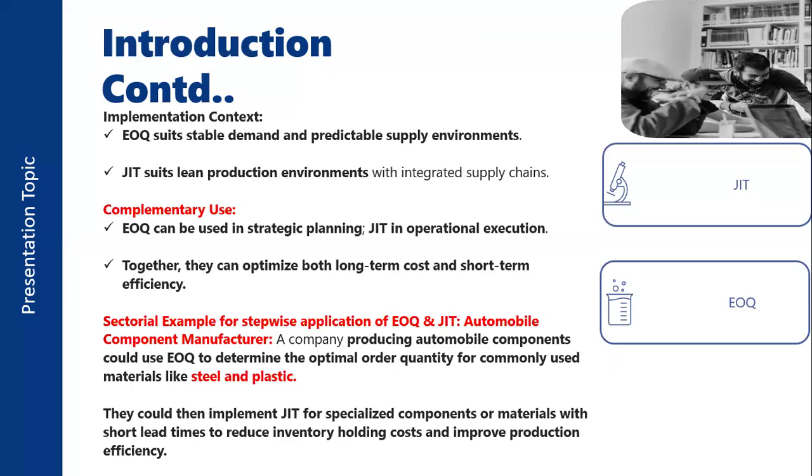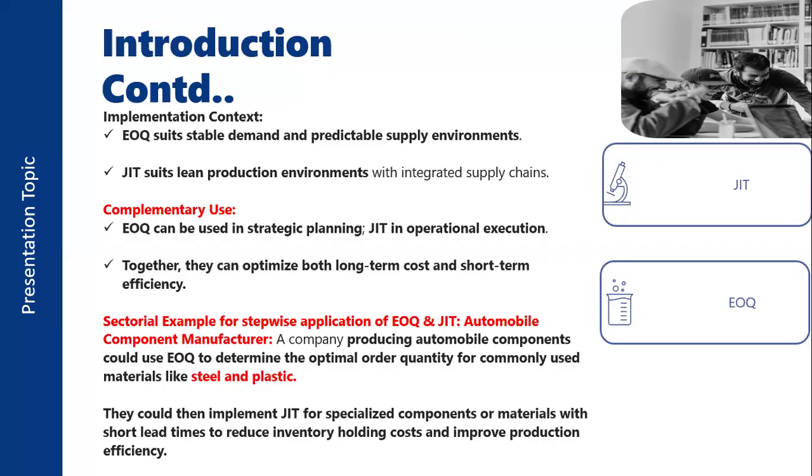Where it should be implemented, both sides of the coin. EOQ is more suitable for stable demand and predictable supply environments, which we have already looked into. Now, GIT basically focuses on lean production environments with integrators. What is that lean production? Later on, we will again discuss this.